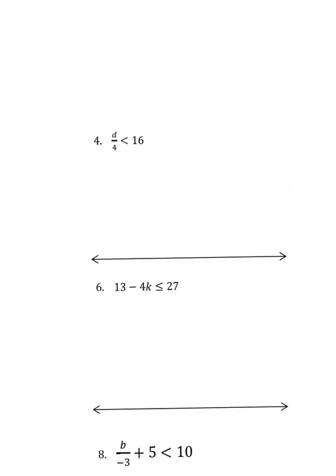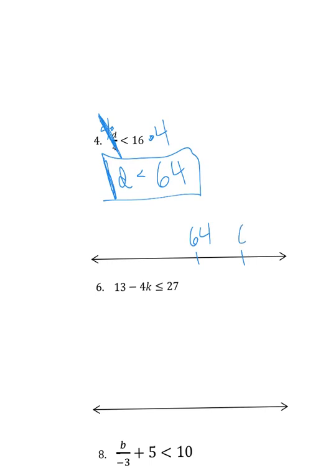So if I multiply by 4, 4 divided by 4 is 1. So d is less than or equal to. What I do to one side, I have to do to the other. So it's less than 64. Usually I take that 1 and I use it to make my box. So I'd say 64, 65, 63. And we're shading less than. So I fill it in and make this less than. This is an arrow.